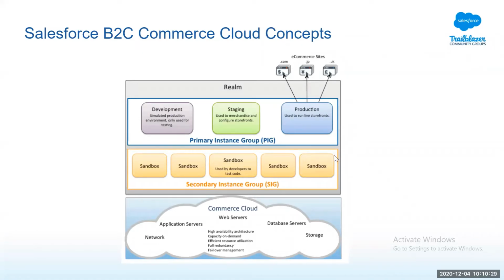Now moving on to the primary instance group, this has 3 instances: development, staging, and production. Production is where your live site sits, and all the production configurations are available. Development is where we normally deploy our code for testing, for QA testing and UAT and all of that.